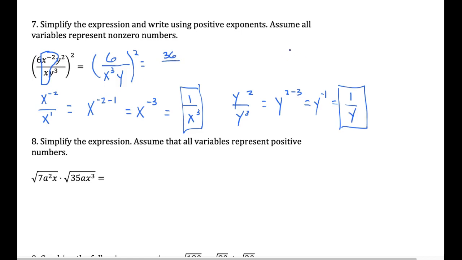On the bottom, we get x cubed to the 6th, squared. I'm getting ahead of myself there. x cubed squared means we take x to the 3 times 2. So we multiply when it's a power to a power, and that is x to the 6th. Okay, so we get x to the 6th on the bottom, and then we get y squared, which is pretty straightforward, so I'll just write that down. Okay, so that's our final answer on that one: 36 over x to the 6th y squared.